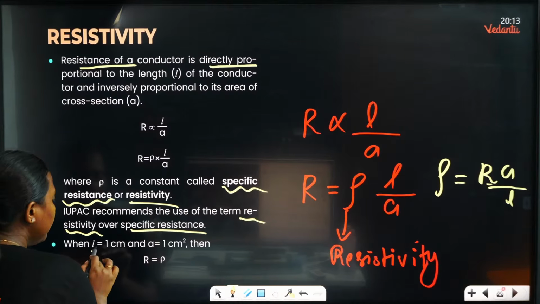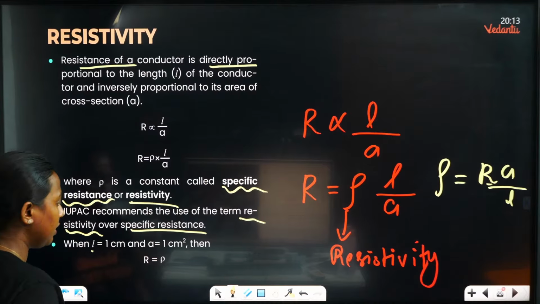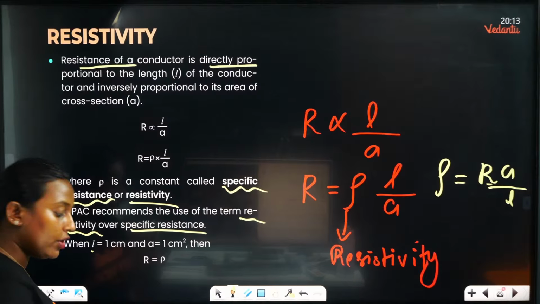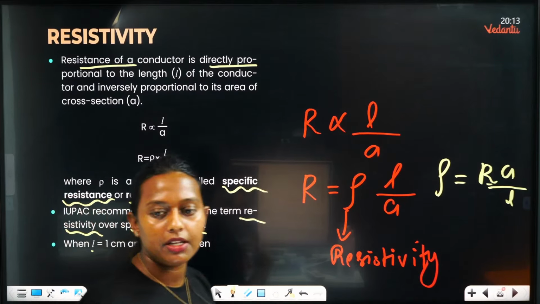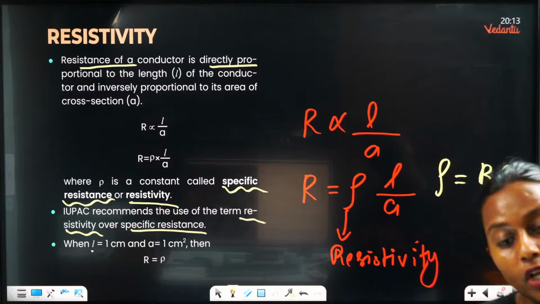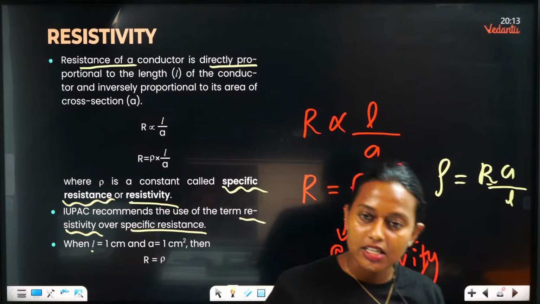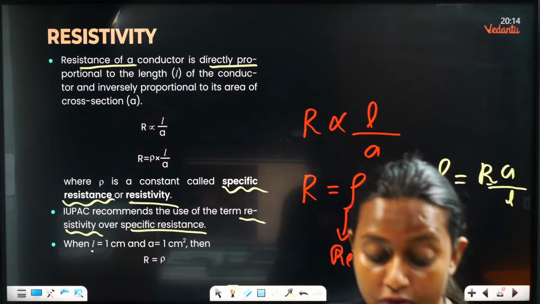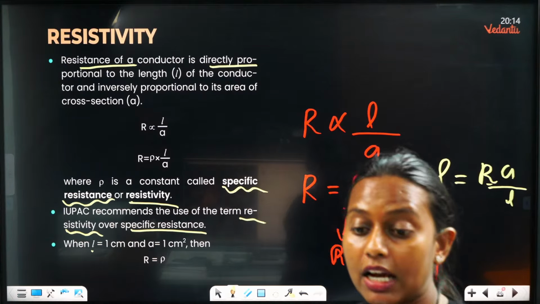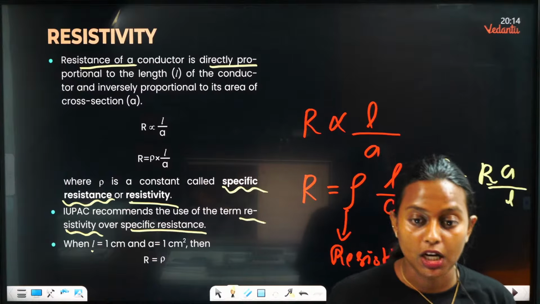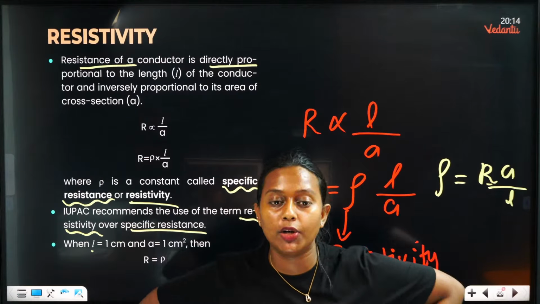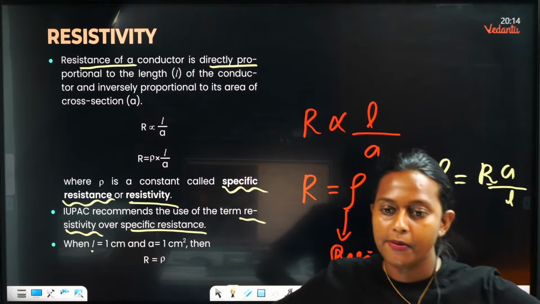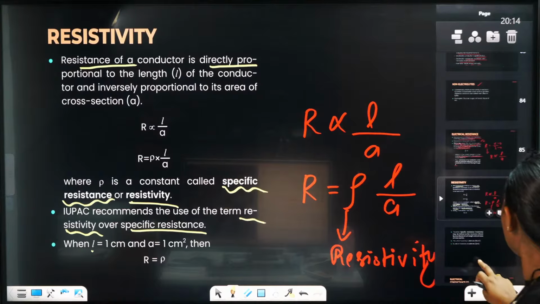So when L is equal to 1 centimeter and A is equal to 1 centimeter square, then R is equal to rho. So when you consider length as 1 centimeter and area of cross section as 1 centimeter square, then resistance is equal to resistivity. Clear? When length and area become unity, resistance will be equal to resistivity. Yes, ohm meter. Is it clear?